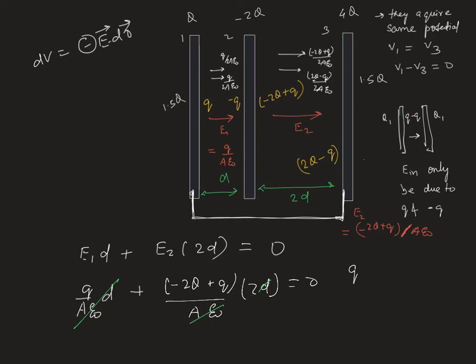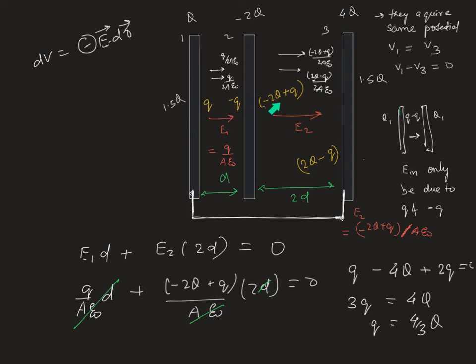You get q minus 4q plus 2q, 2q equals to 0. So 3 small q is equal to 4 capital Q. So small q equals 4 by 3 Q. And this is the value of small q that we have got.